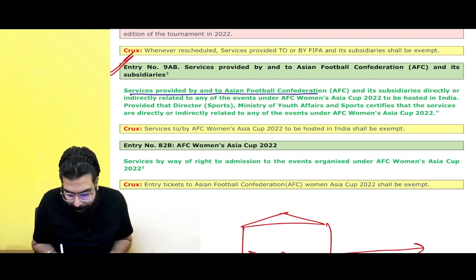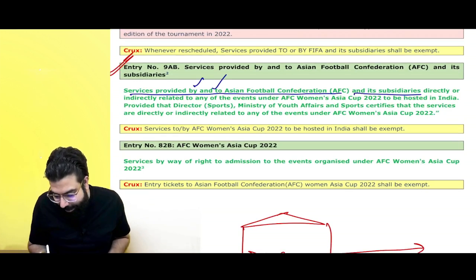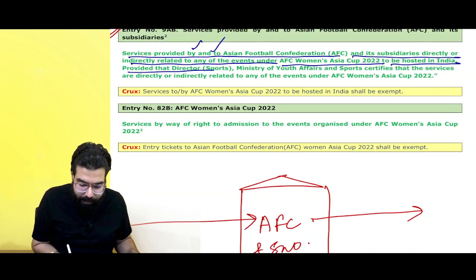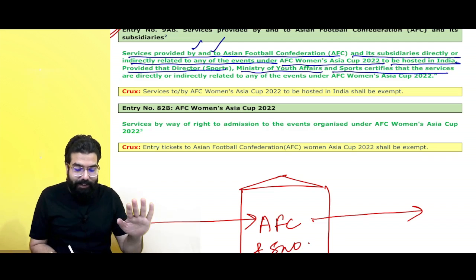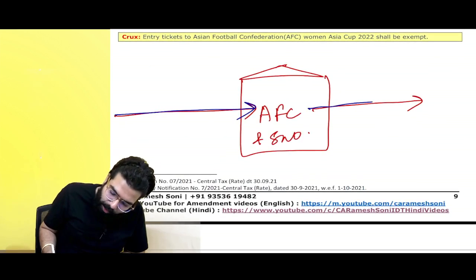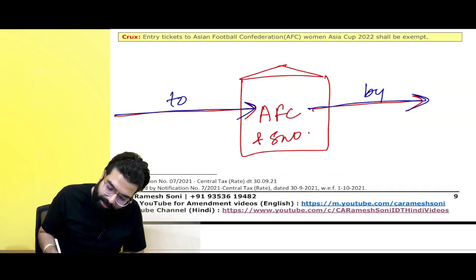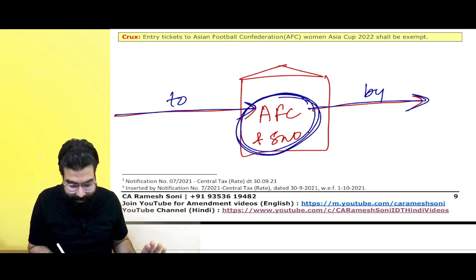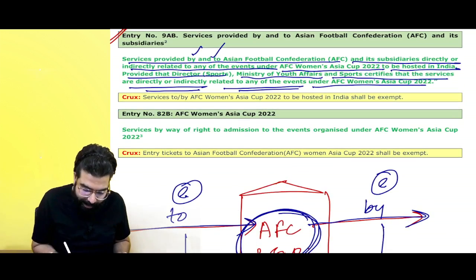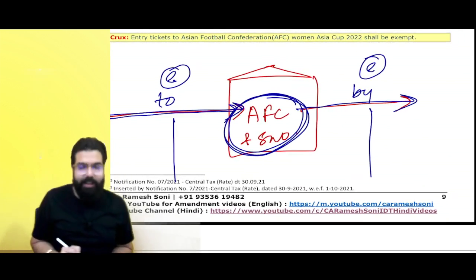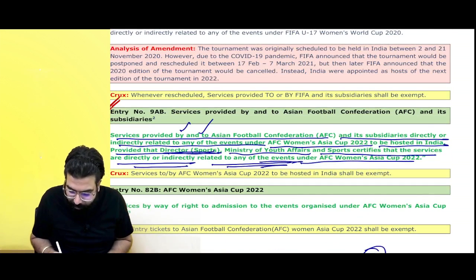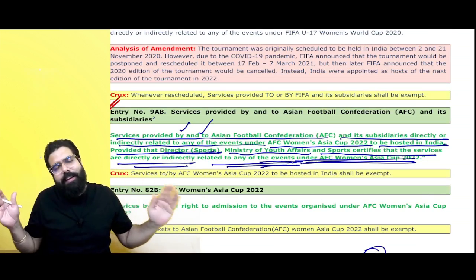They are saying services provided by or to the Asian Football Confederation and its subsidiaries, directly or indirectly, in relation to any event of the Asian Football Confederation to be hosted in India, provided the Director of Sports, Ministry of Youth Affairs certifies that the services are directly or indirectly in relation to an event under AFC. So services provided to or by AFC and its subsidiaries shall be exempt. There will be no GST. But one condition: this has to be certified by the Directorate of Sports. The Director of Sports has to certify that these services are in relation to the AFC Women's Asia Cup 2022.